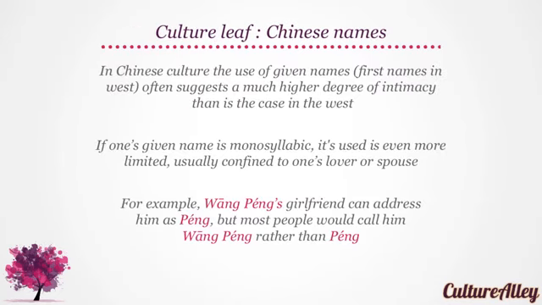In Chinese culture, the use of given names or first names often suggests a much higher degree of intimacy than is the case in the West. If one's given name is one syllable, its use is even more limited and is usually confined to one's lover or spouse. For example, Wang Peng's girlfriend can address him as Peng, but most people would call him Wang Peng rather than Peng.